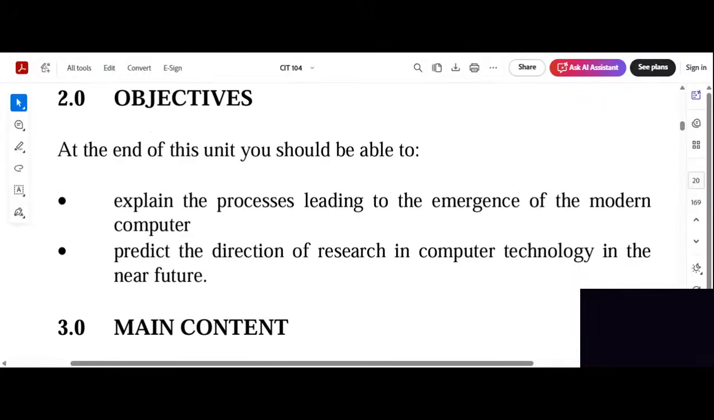So, what do they want us to know in this unit? Why do we want to read these stories, this history? Why is it necessary? At the end of this unit, you should be able to do the following: explain the processes leading to the emergence of the modern computer.